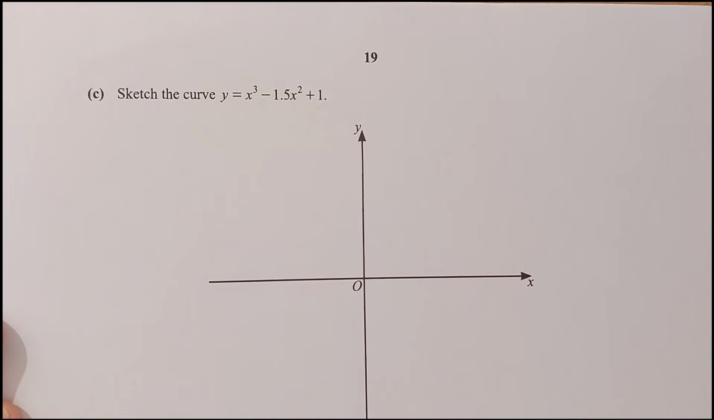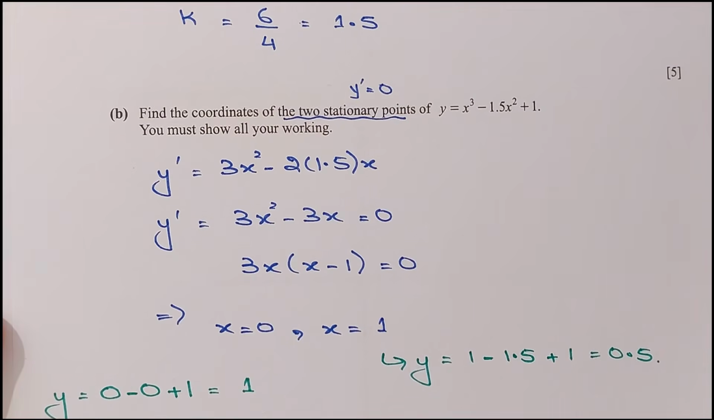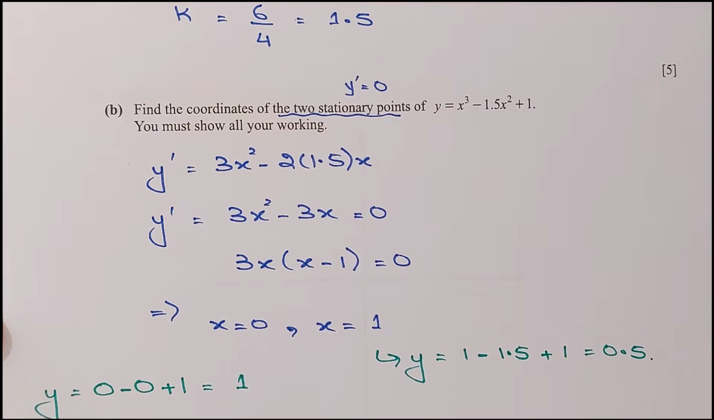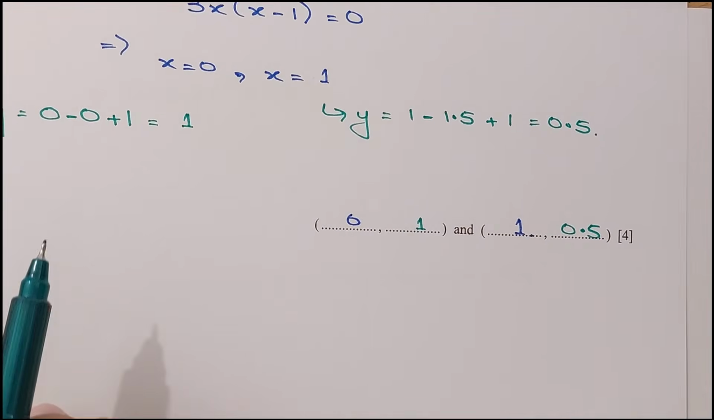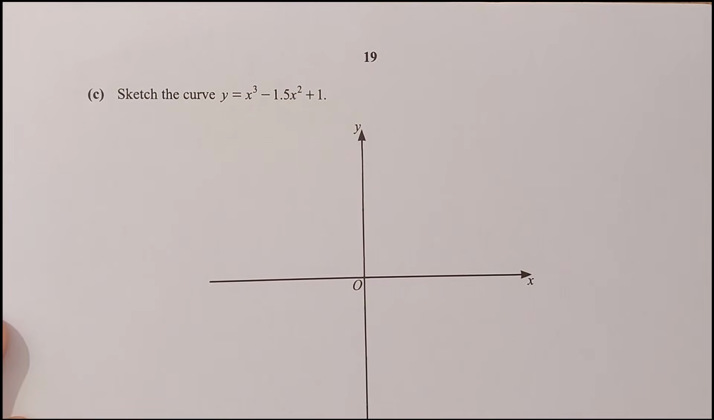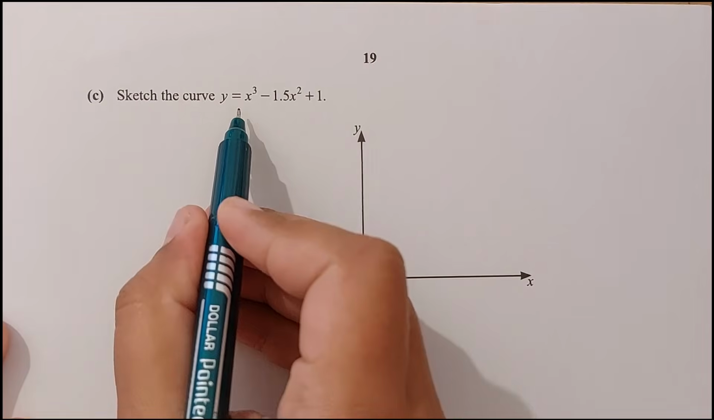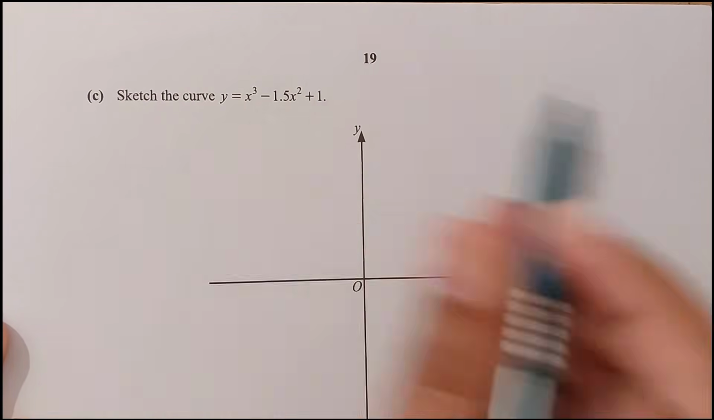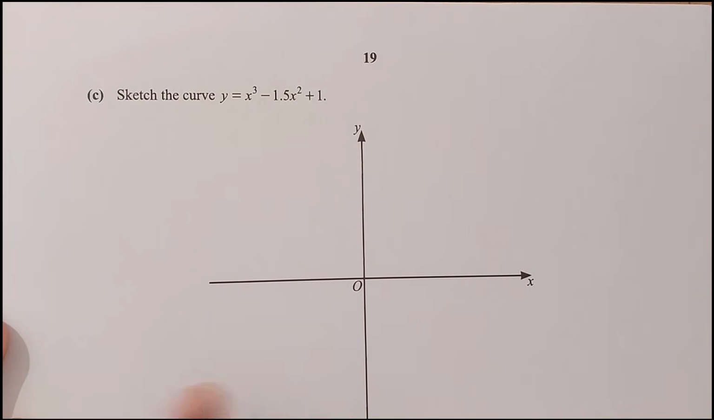Now for part C, sketch the curve. So we have to sketch this curve. For sketching, we found the stationary points in part B. The stationary points are basically the turning points of the curve, and those two points are 0, 1 and 1, 0.5, right? This is a cubic polynomial, and we know that a cubic polynomial extends from first to third quadrant or from second to fourth quadrant. Since the leading coefficient, the coefficient of x cubed, is positive, the curve extends from first to third quadrant, right?